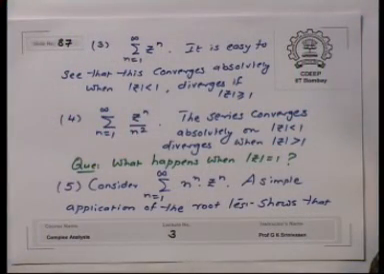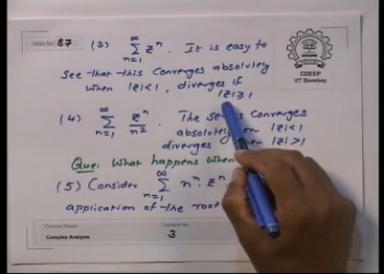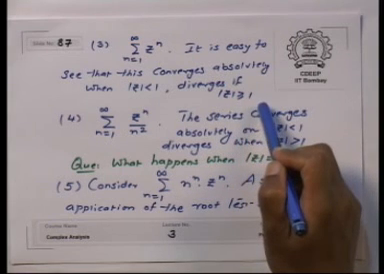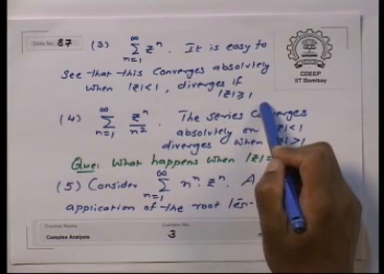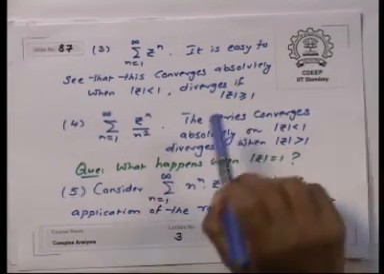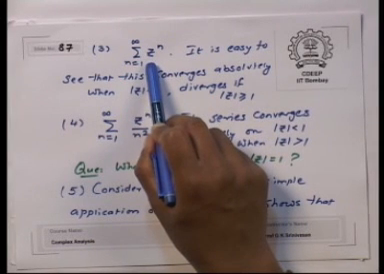Sigma z to the power n. It is very easy to see that this converges absolutely when mod z is less than 1, and it diverges when mod z is bigger than or equal to 1. Direct application of root test. Root test will give you divergence when mod z is strictly bigger than 1. When mod z is equal to 1, the nth term does not go to 0. That is the reason.